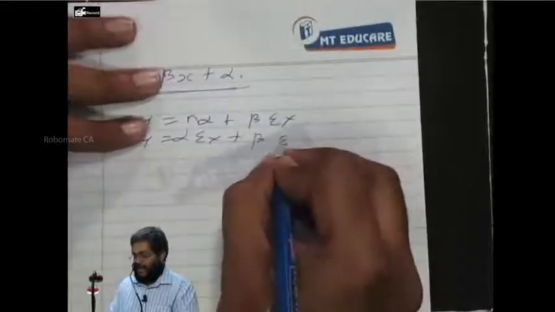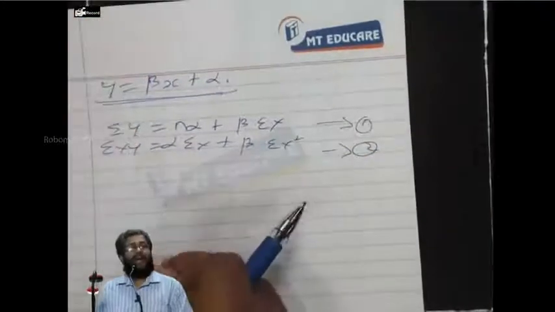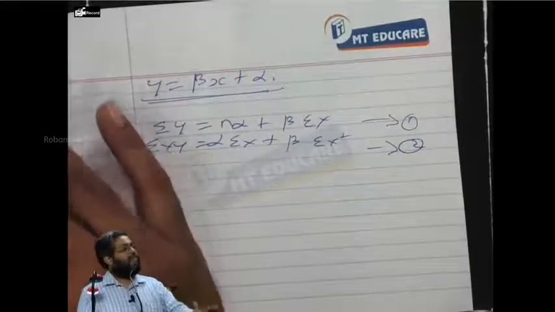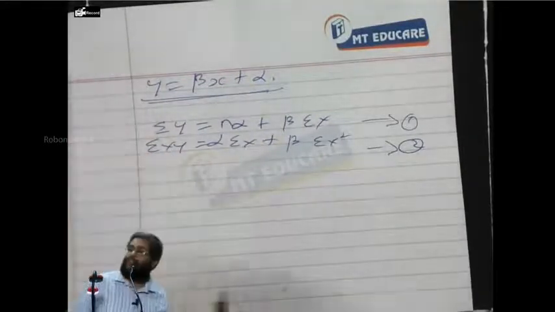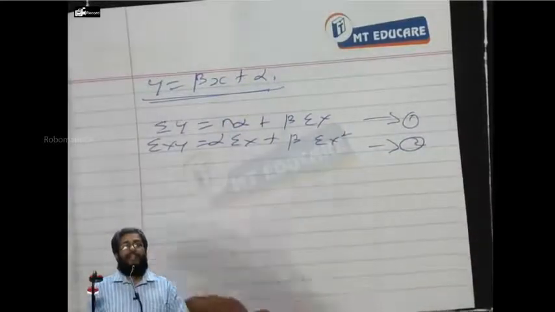It is beta sigma xy. When I solve for 1 and 2, I will be getting beta and alpha. Beta can be calculated using what? Regression method. This is the original way of calculating the beta. Everybody, are you following or not? We'll discuss the calculation now and then go for the next one.